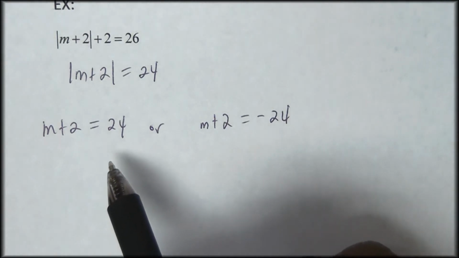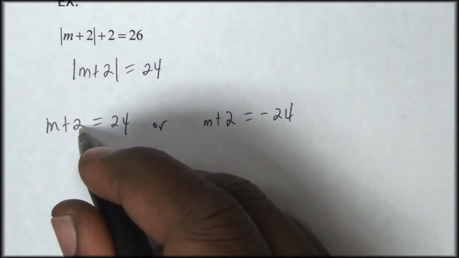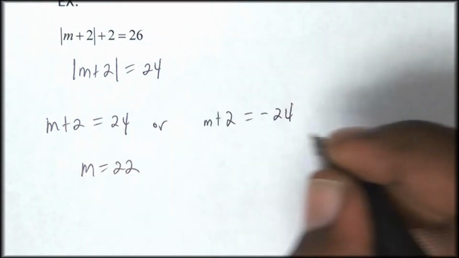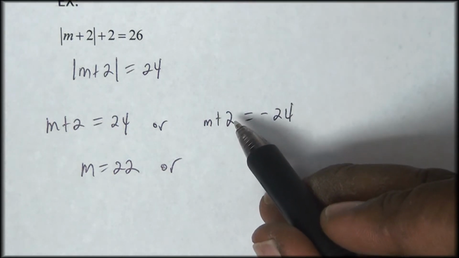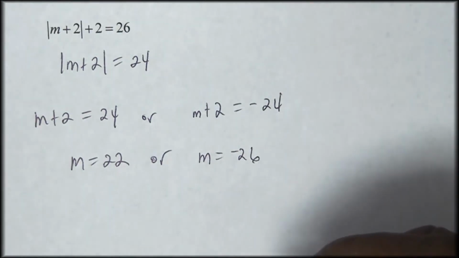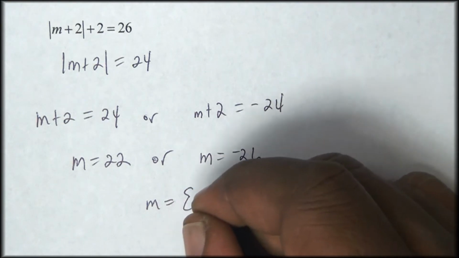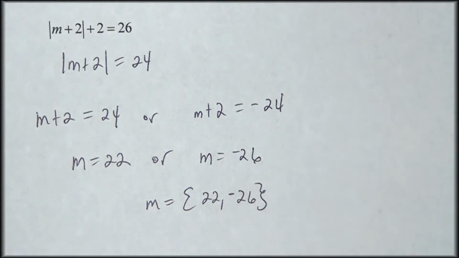And now we'll solve both of our equations for m. So for our first equation, we'll subtract 2, so m is equal to 22, or in our second equation, once again, we'll subtract 2. So m is equal to 22 or a negative 26.